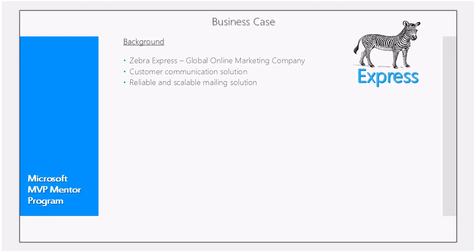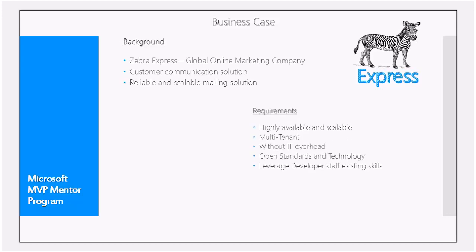But Zebra Express is a global online marketing company. It's a customer communication solution, and they provide a reliable and scalable mailing solution to their customers. What were the requirements that Zebra Express had for the developer? Well, it has to be highly available and scalable. By highly available, 99.9 percent uptime is awesome for them. It's more than perfect. It has to be multi-tenant because it's a global company, and the application or their solution has to be available for users around the world.